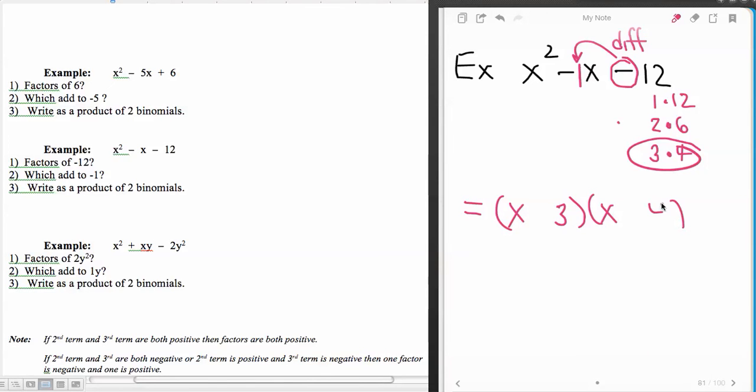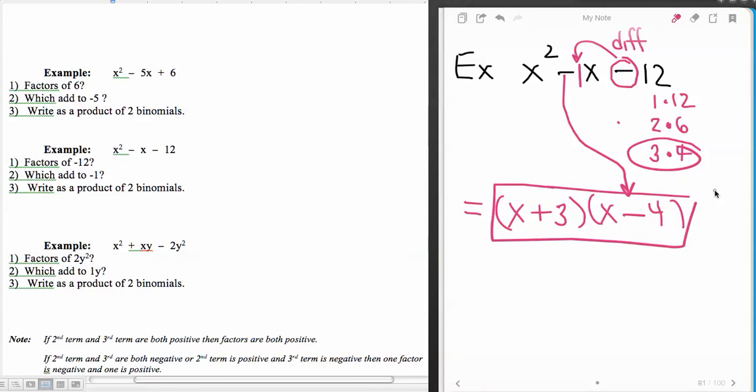So I need an x with a 3 and an x with a 4. And it doesn't matter, I could have written x with a 4 and then x with a 3. This sign goes to the bigger factor, so that's a negative, and then the other factor is the opposite, which is a positive. And there we go. There's my factorization.